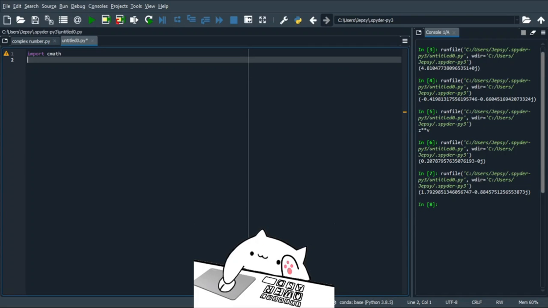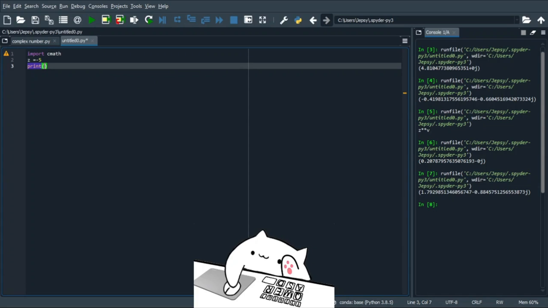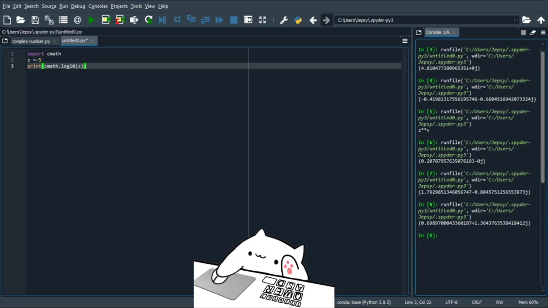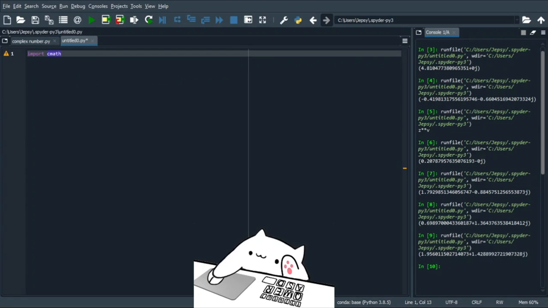We're going to determine the value of log of negative 5. Let z be equal to negative 5. Print cmath.log10 of your z. This means the logarithm of negative 5. So let's run. The answer here is 0.6989 plus 1.36j.